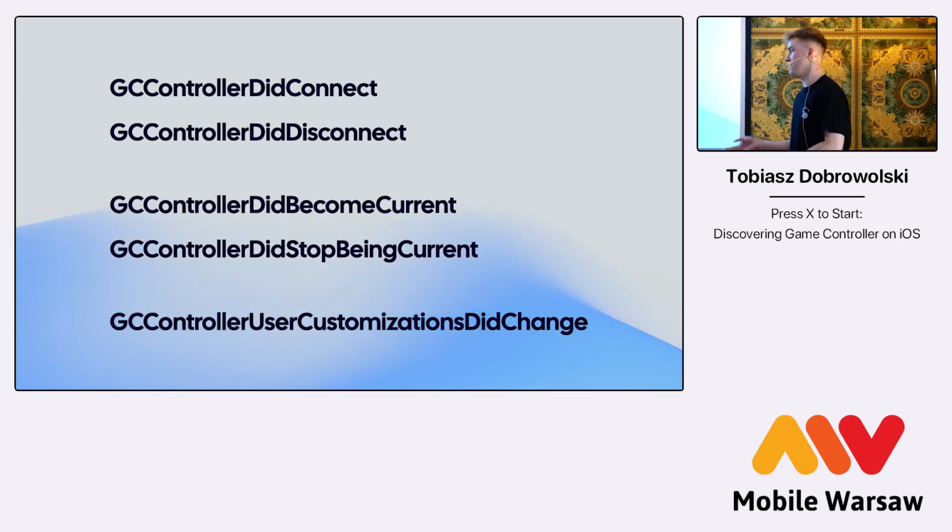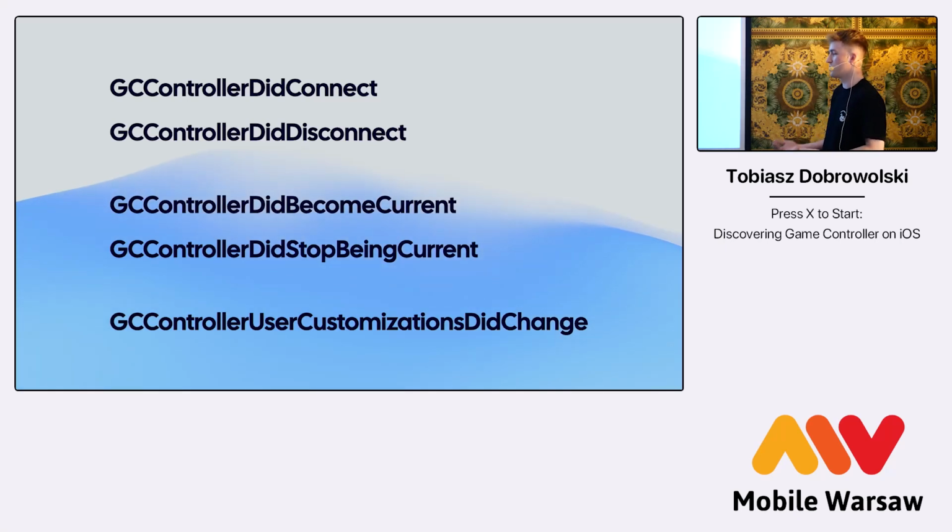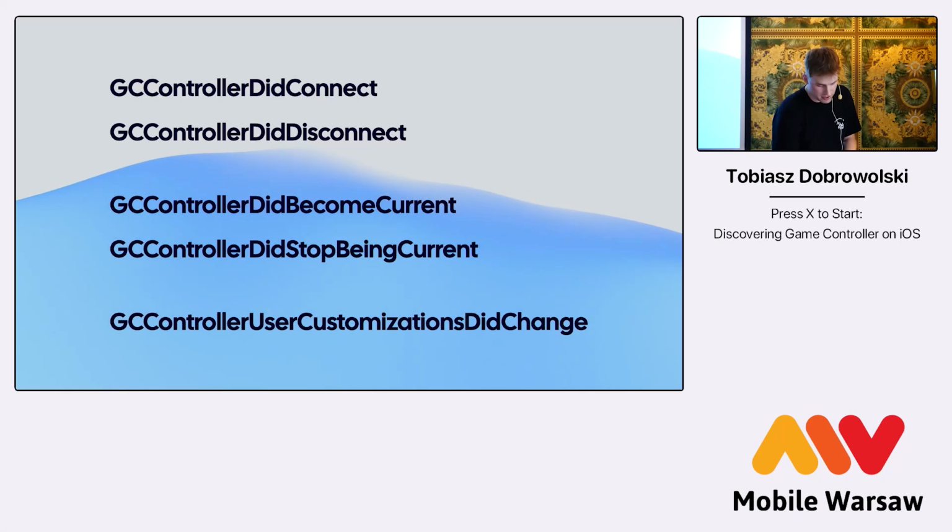The key to this notification is that the user can remap the buttons in the iOS system settings. For example, when I press A, it could be the B button or something like that. So if you are creating a good UI, you want to show the right buttons for it. Yeah, I will tell more about it later.